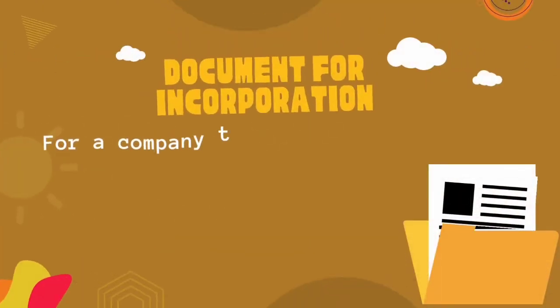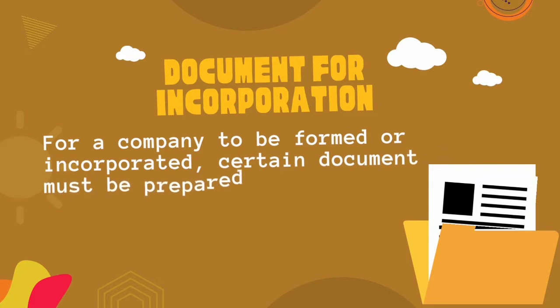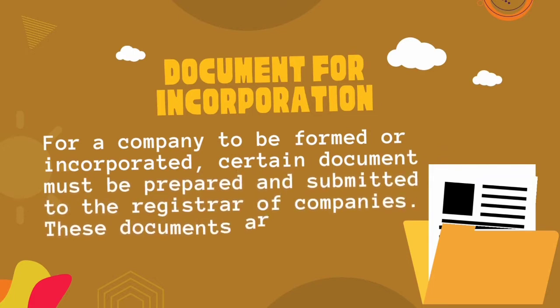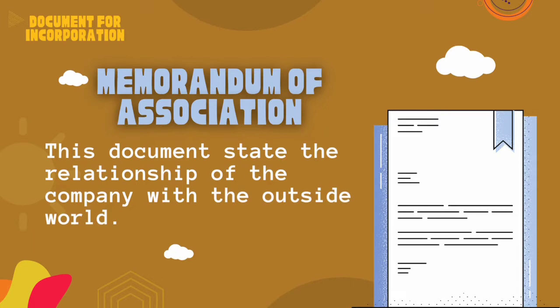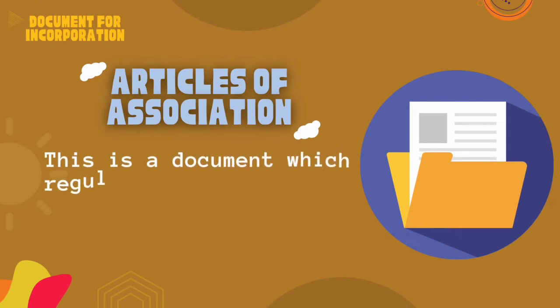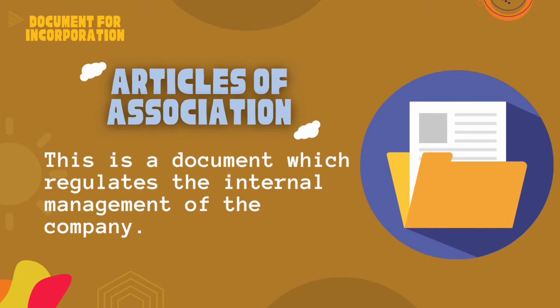And for a company to be formed or incorporated, certain documents must be prepared and submitted to the registrar of companies. These documents are the memorandum of association. The memorandum of association is a document which states the relationship of the company with the outside world, meaning with everything outside the company, people and other organizations. Then the second document is the articles of association. It is a document which regulates the internal management of the company. So the articles of association regulate and control everything that has to do with the company within, not the outside world.